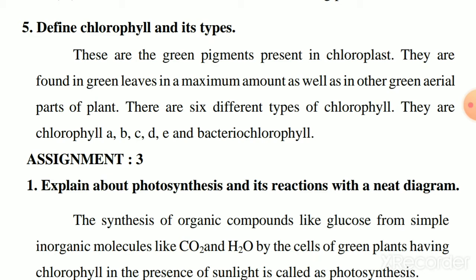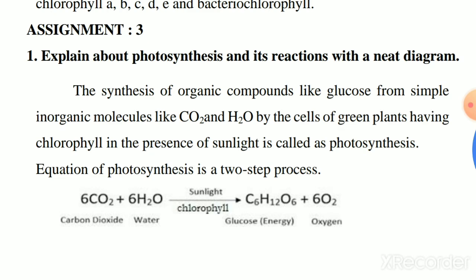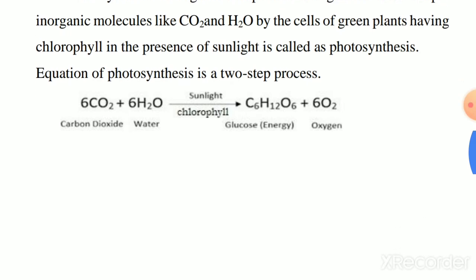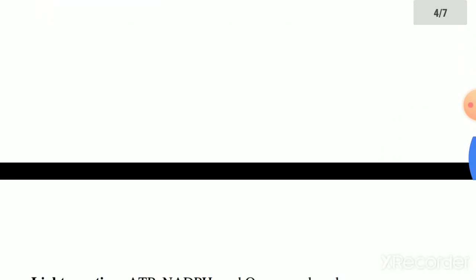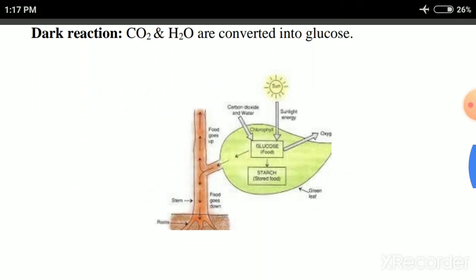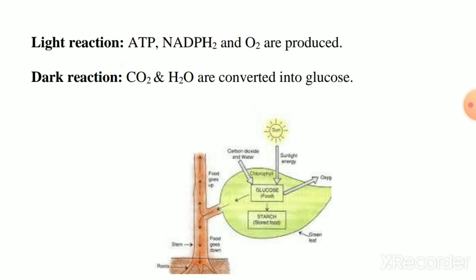And the process of photosynthesis and its reaction. So the formula is also given. The photosynthesis process means it will get the light energy from the sun and convert it into chemical energy. This is the equation given. Light energy means they will get ATP, NADPH2 and O2. Dark reaction means carbon dioxide and water are converted into glucose.